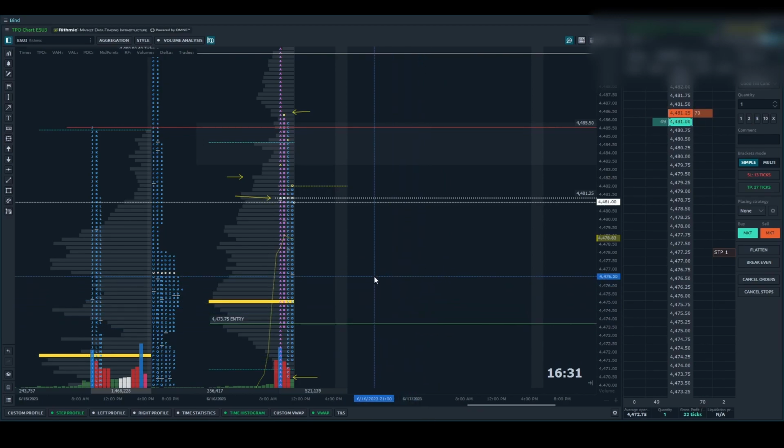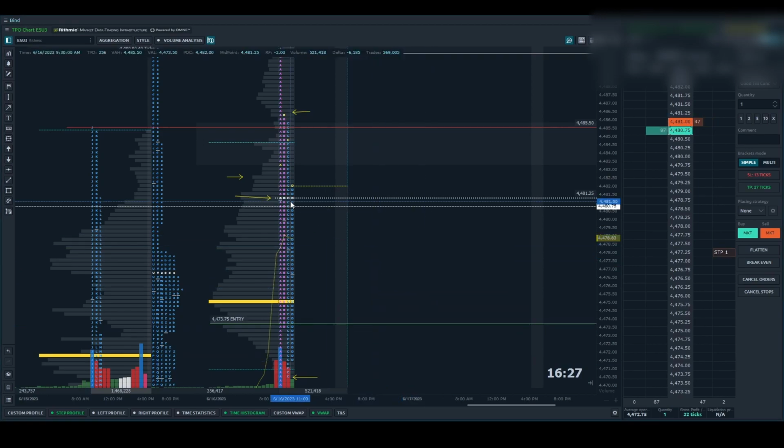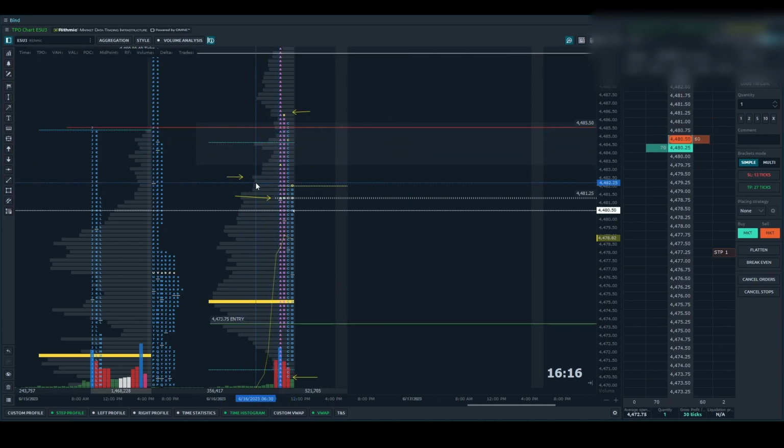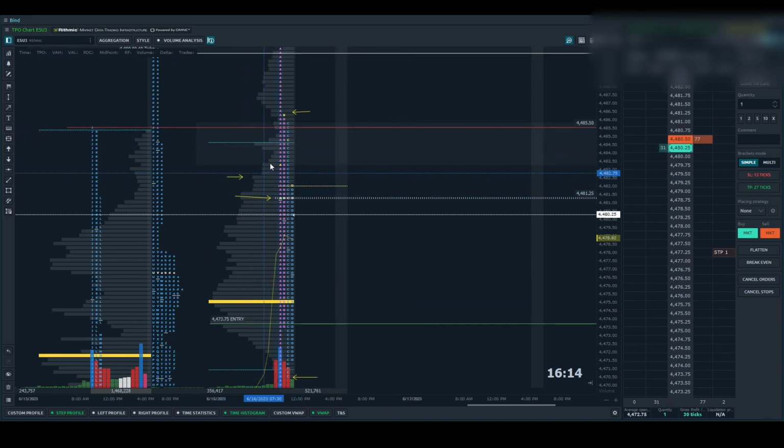So that was so close to my first target, and it just kind of made sense. I think these levels are going to take precedence over my 27 ticks because that's just something that I come up with. So, combined with how the volume profile is fading off, we are rotating.